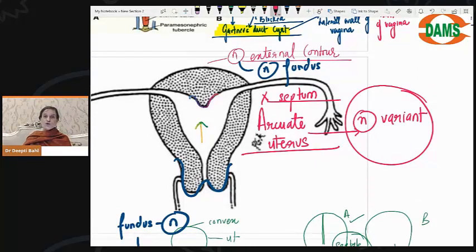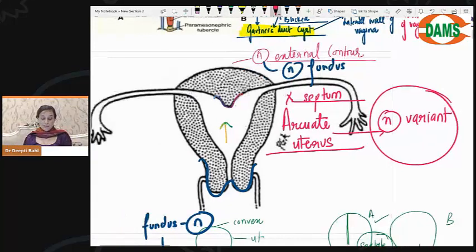So will it cause any problems, if I want to ask you? No. Arcuate uterus does not cause any problems. So this is not septate. A small dip with a normal contour is what an arcuate uterus is. Right? Fine. Now, please remember this.